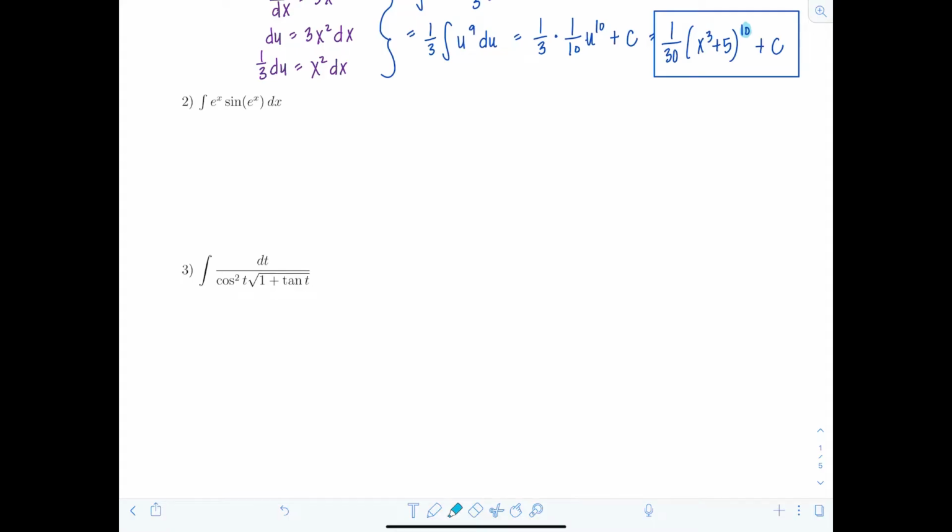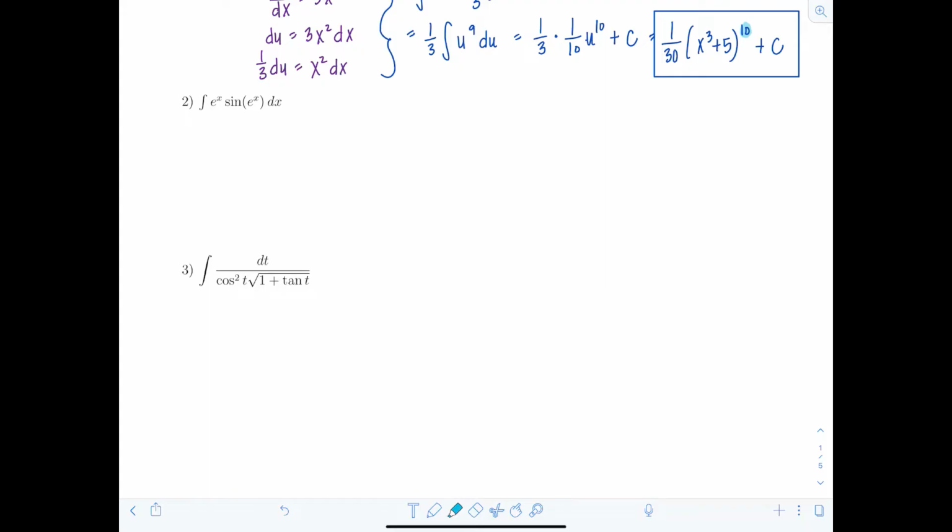It just takes a little bit of expertise and experience, and then you'll make the right choice. Okay, so here I have e to the x times sine of e to the x dx. Now do you see a composition of functions? You want to let u be the inner function in that composition.